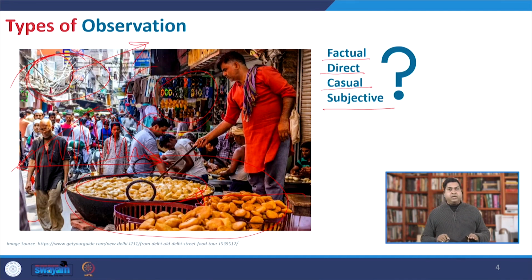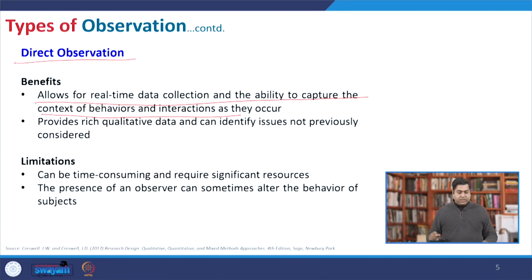So in this particular case, none of us is present in that particular location, but looking at the photograph, or maybe it can be a video also which can show the activity, we can make certain observations, we can note down certain activities, certain phenomena. But in direct observation, the observer or researcher must be there on site of investigation. It provides rich qualitative data and can identify issues not previously considered.